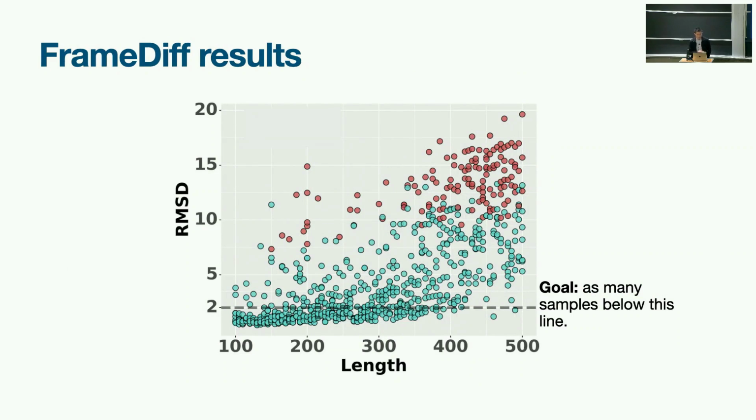Yeah, and so this was back in 2021. Things have gotten a lot better since, but just to show what we found as an initial step, we're able to sample things that actually pass this 2 RMSD threshold of what you generate and what you predict. But what you see is that as you get to longer proteins, the performance actually gets worse. So higher here means worse.